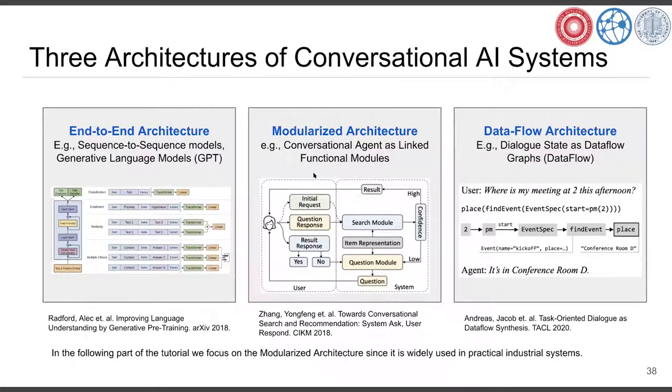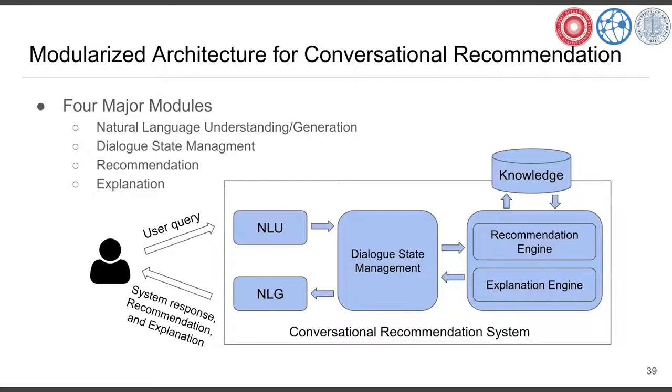So most of the existing work is based on the modularized architecture, where an intelligent conversational agent could be formulated as different functional modules. Specifically, we split it into four major modules. Here we can draw a typical workflow of the CRS, conversational recommendation systems. The natural language understanding module focuses on extracting the information aspects from the user query and passing them into the dialogue state management. It decides which action to take given the current state. And then the recommendation engine will integrate such state information and maybe also possible external knowledge to provide recommendation results, sometimes with explanation, or keep interacting with the dialogue state management module to generate the system response to the user.